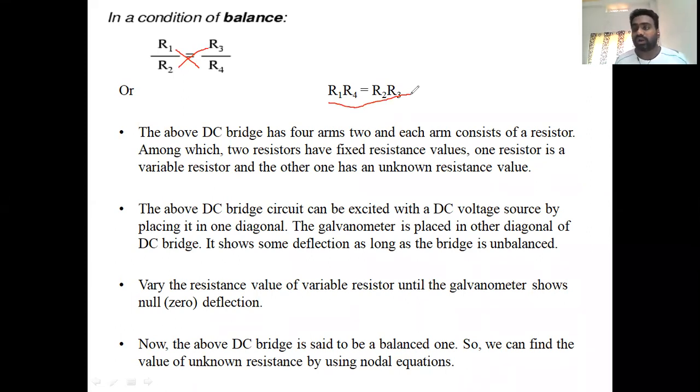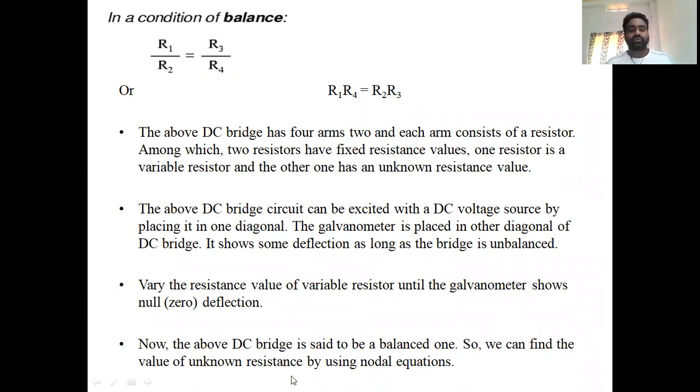So what we are going to say from this circuit is, at a balanced condition, in a DC bridge there are four arms. Two arms are equal to another two arms in resistance. That means two fixed resistances are equal to two variable resistances, so that we can calculate the unknown resistance value.